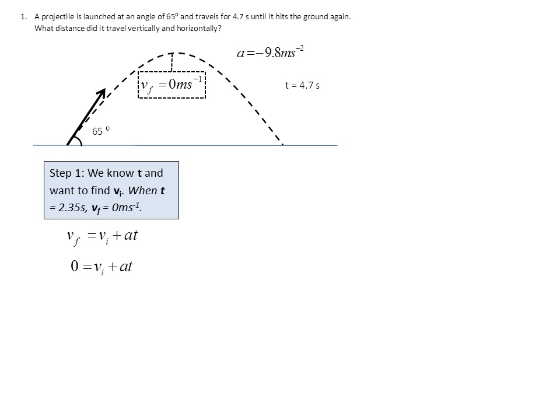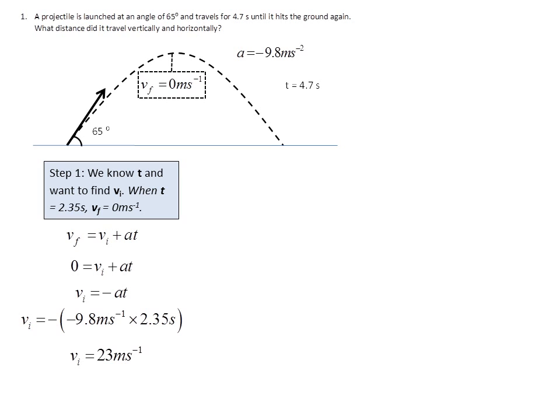So we're going to substitute in the 0 here for our final velocity, rearrange the equation just as we did in the last example, VI equals negative AT, and substitute in the values, getting an answer of 23 meters per second. Okay, so that is our initial vertical velocity.